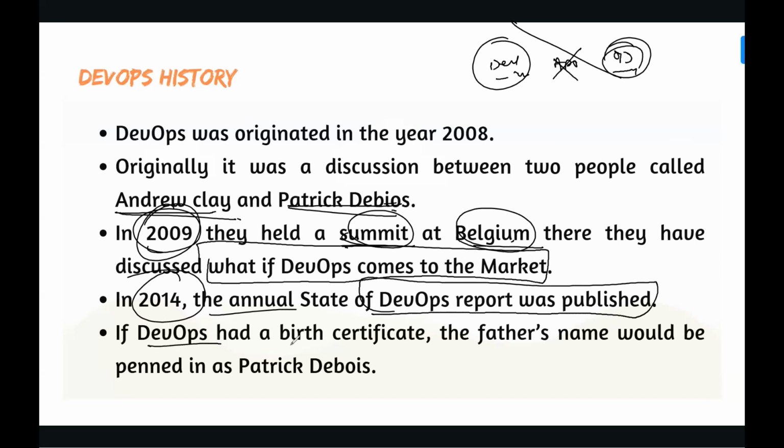Now, if DevOps had a birth certificate, then the father's name would be entered as Patrick Debois. So ultimately, he is the inventor of DevOps. Who is he? Patrick Debois.